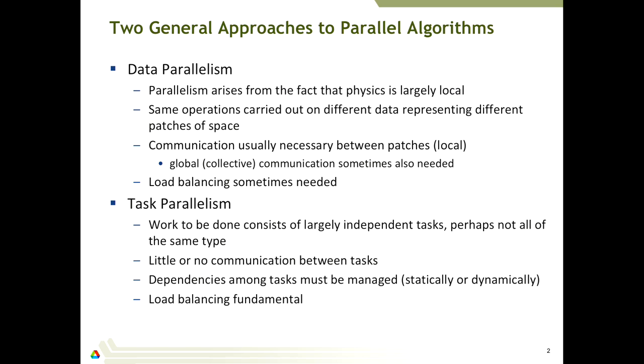Task parallelism, at least at the very highest level, has different kinds. The work that's to be done consists of largely independent tasks, and that's the source of the parallelism. The tasks may not be of the same type. They might take very widely differing times. We assume that there is not too much communication between the tasks, and there are dependencies among them. It's not just a single bag of tasks, and the dependencies have to be managed, whether statically or dynamically in some way. But load balancing is fundamental.